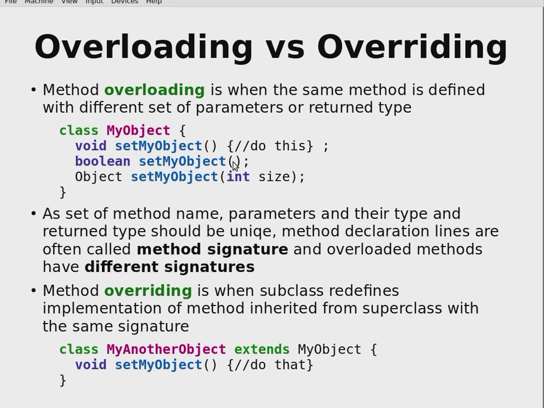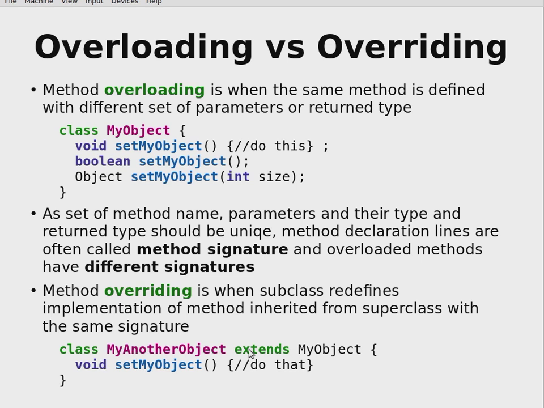In other case it doesn't take any parameters but returns a boolean value. And in third case it takes an integer as a parameter and returns an object. So these are overloaded methods, and you use them, for example, when you need to pass different kinds of arguments to these methods, then you can choose one particular implementation.